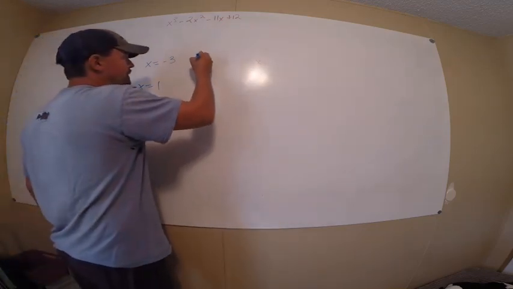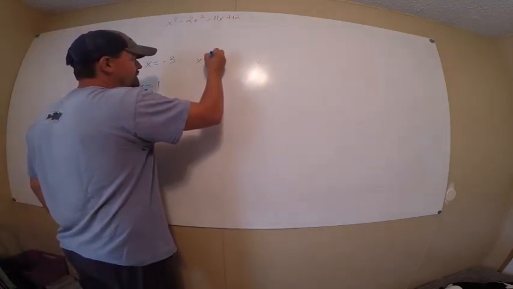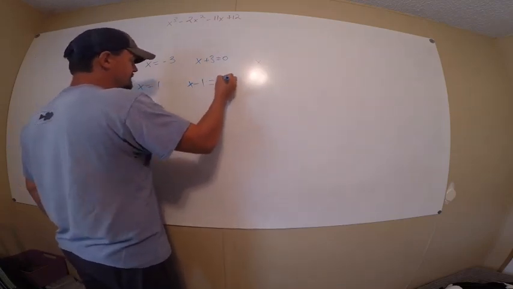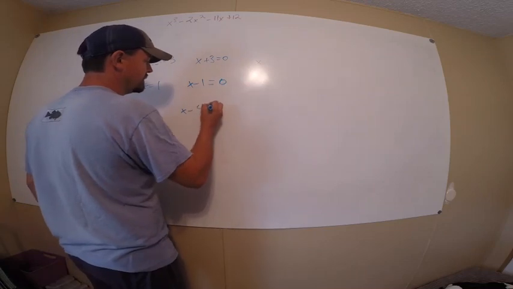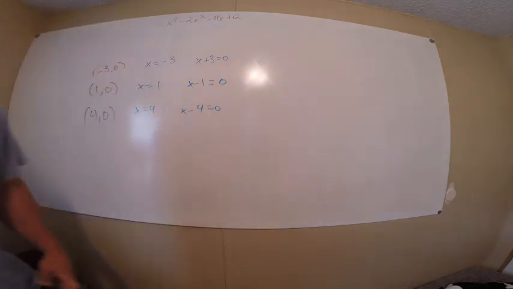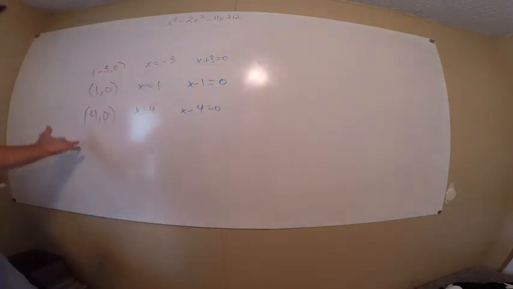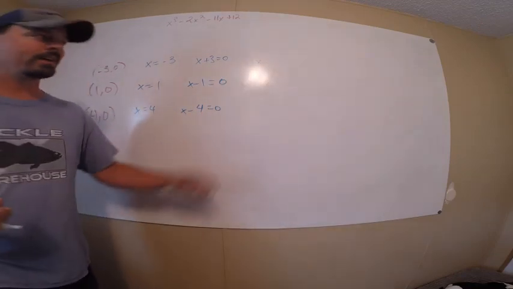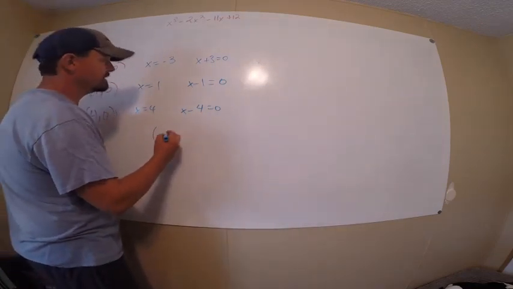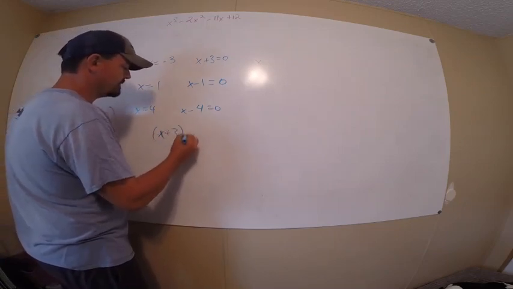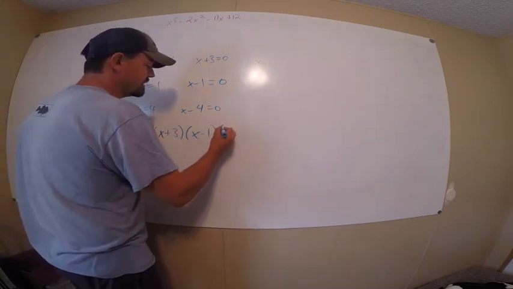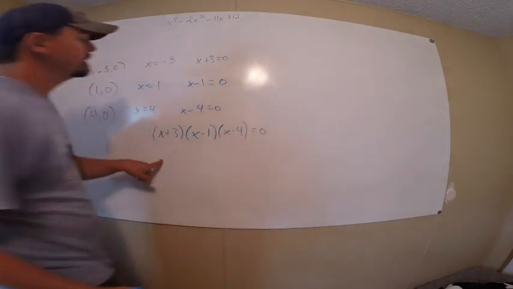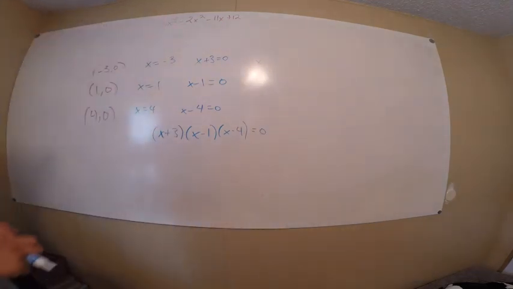So like I said, I'm going to back solve, so that's going to give me x plus 3 equals 0, x minus 1 equals 0, and x minus 4 equals 0. Because when we go from a factorization to a 0, this is kind of the route we're going, so now we're kind of going backwards. So that essentially means that x plus 3 times x minus 1 times x minus 4 should equal 0, which should be the factorization of that up top.